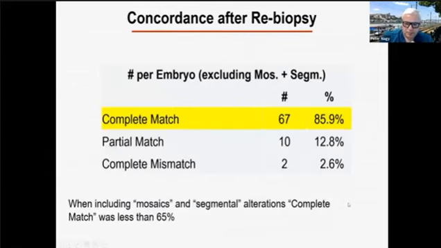Basically, it showed that 85 to 86% of the time, there was a complete match of the rebiopsy sample to the original diagnosis, to the original testing. In about 13% it showed a partial match, and in 2.6% it showed a complete mismatch. Now, in this table we did not include the mosaic or segmental testing diagnoses, but when we included those also, the complete match actually decreased to 65%.